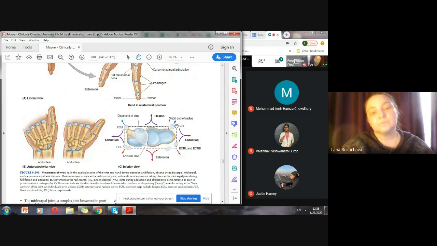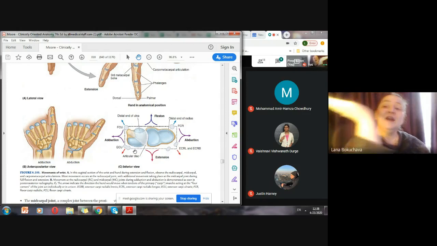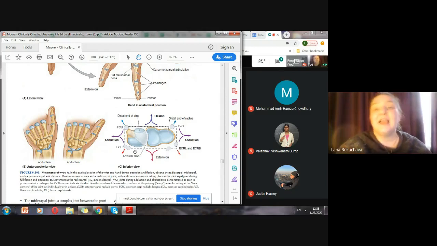Vice versa happens for the extensors. So here we have the ECU, standing for extensor carpi ulnaris, as well as the ECRL and ECRB, standing for extensor carpi radialis longus and extensor carpi radialis brevis. So here we have the tendons, but the main idea is that they pass through the carpal region and attach to the hand, making the extension of the hand at the wrist joint.